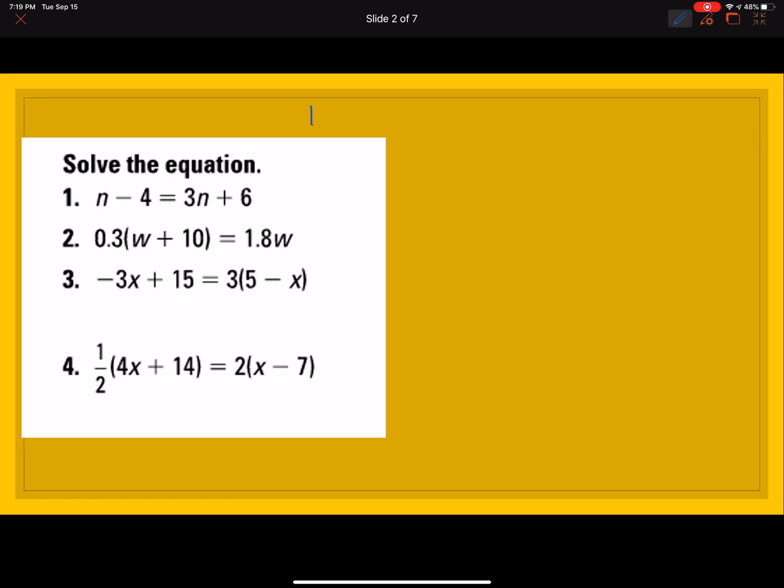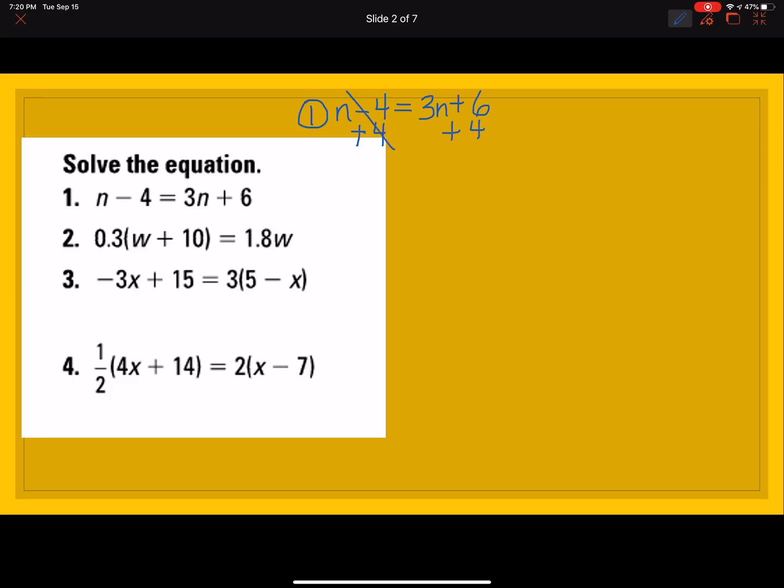Okay, let's look at number 1 here. So we have n subtract 4 equals 3n plus 6. Now, as you can see, we have variables on both sides of our equal sign. So before we can begin the process of solving, we need to combine our like terms. So I can combine the variables, I can combine the constants. I'm going to go ahead and start combining my constants and get rid of this -4 by adding 4.